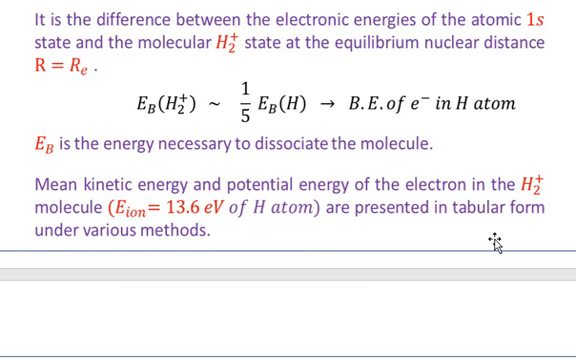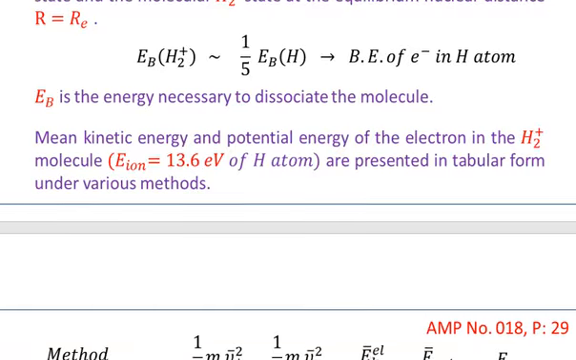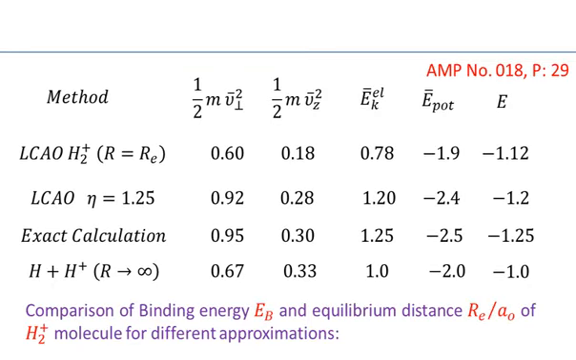tabulated and presented under various methods. So you see that this energy, that is the kinetic energy and the potential energy of the electron in the hydrogen singly ionized molecule, is presented in the next page in the form of a table comparing different methods.